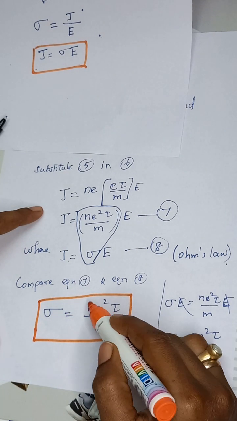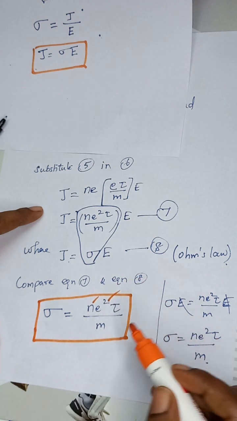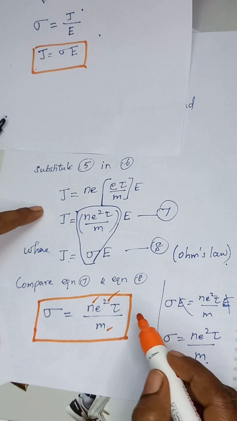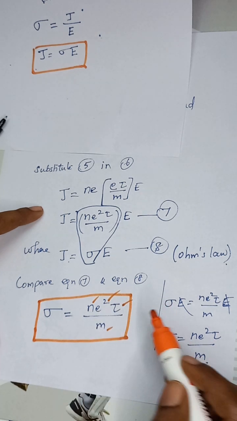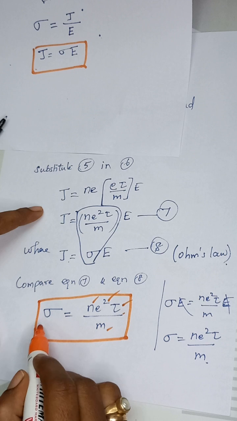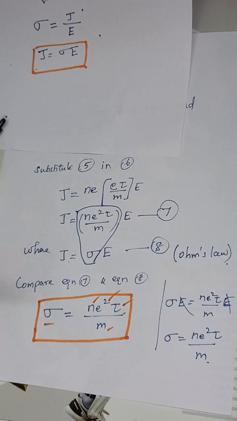The number of electrons, charge of electrons and mass of the electrons are all constants. So by knowing the value of the relaxation time, we can measure the electrical conductivity.